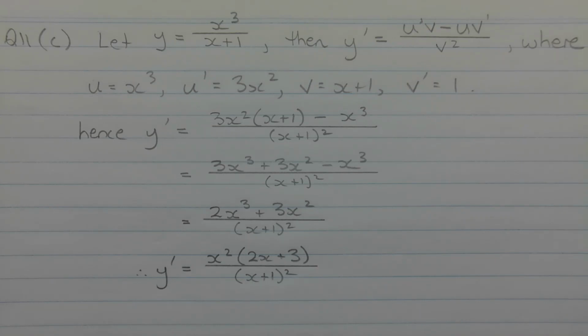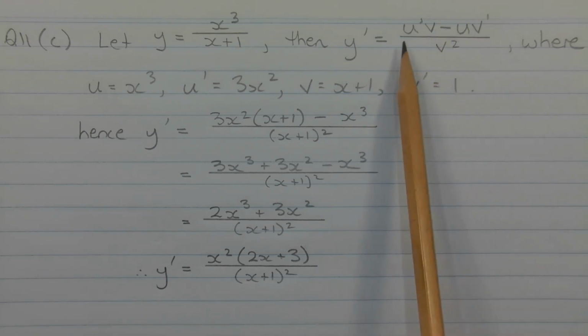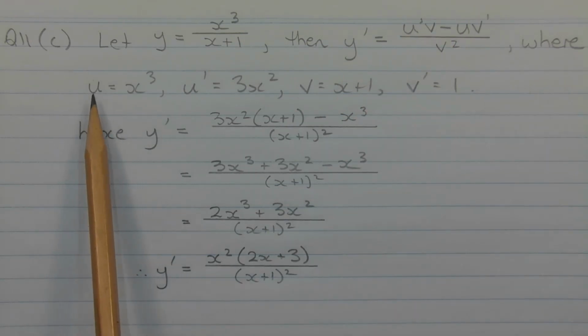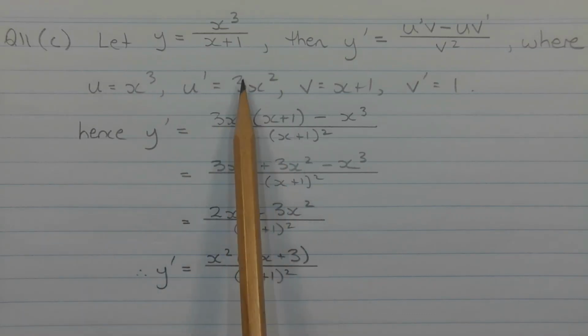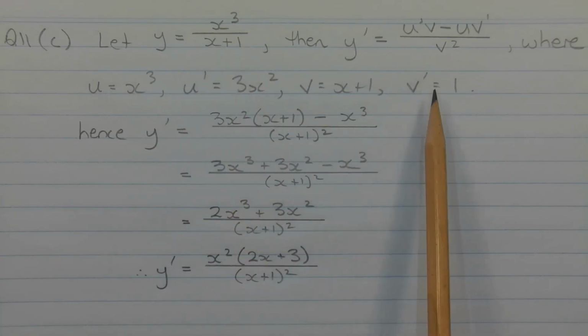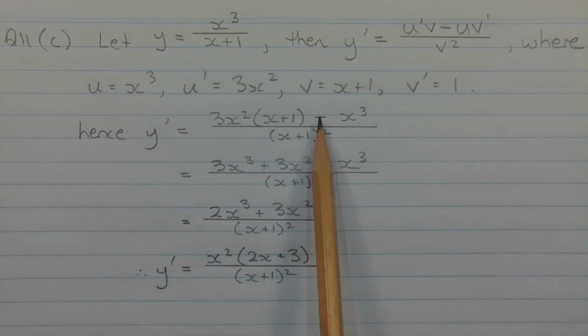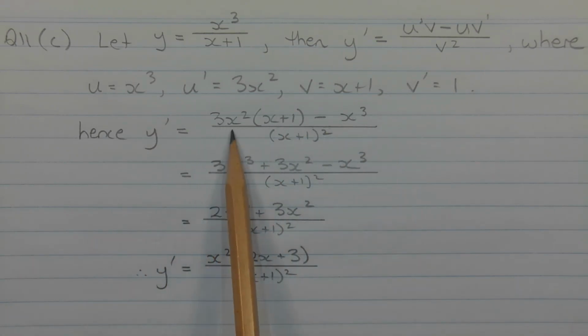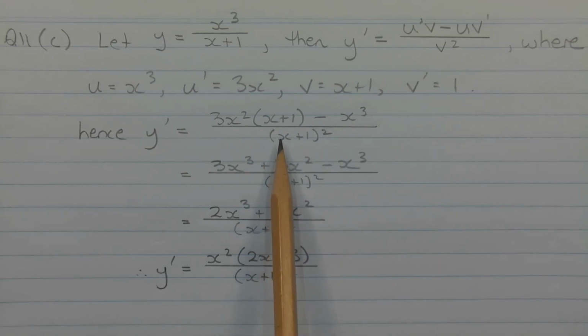So by the quotient rule, y dash is equal to u dash v minus uv dash all over v squared, where u is equal to the numerator x cubed, u dash is equal to 3x squared, v is equal to the denominator x plus 1, and v dash is equal to 1. So putting that all together, we get y dash is equal to u dash v minus uv dash, so that's 3x squared outside of x plus 1 minus x cubed, all over x plus 1 in brackets squared.